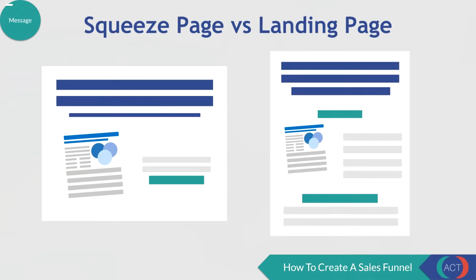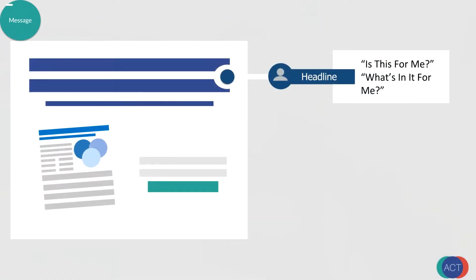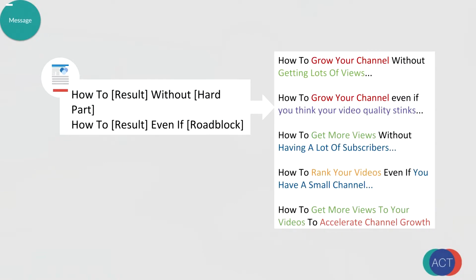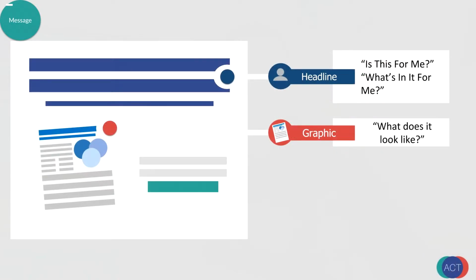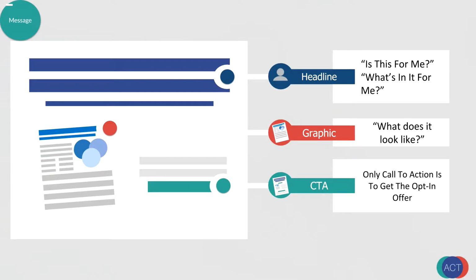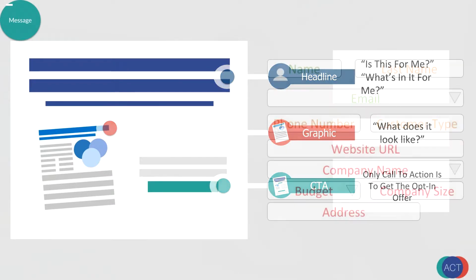But when you're just getting started, all you need is a squeeze page, and all a squeeze page needs is a headline, an optional subheadline, and by the way, the headline can be any one of those sentence formulas we came up with earlier, a picture of your lead magnet, whether it's a video or a PDF, and then of course a place for them to enter their contact information.